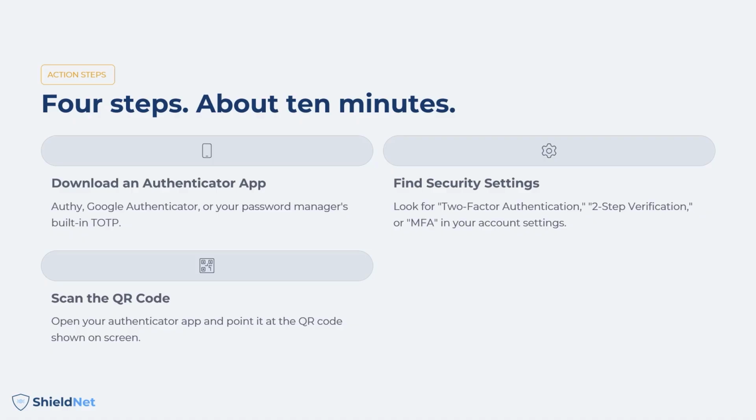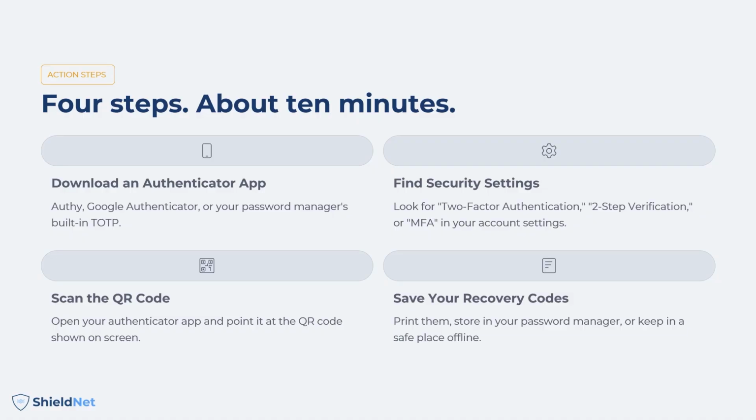The service will display a QR code. Open your Authenticator app, tap Add Account or the plus button, and scan the code. The app will immediately start generating 6-digit codes that refresh every 30 seconds. Enter the current code to confirm setup.